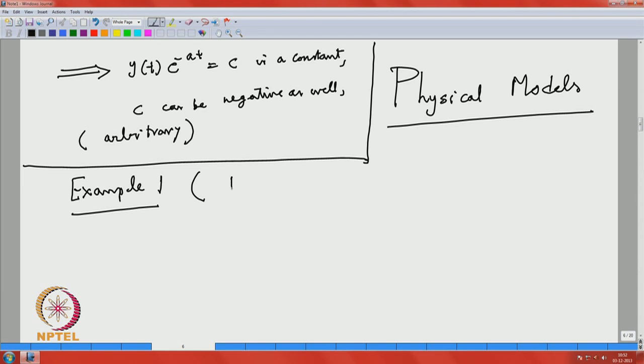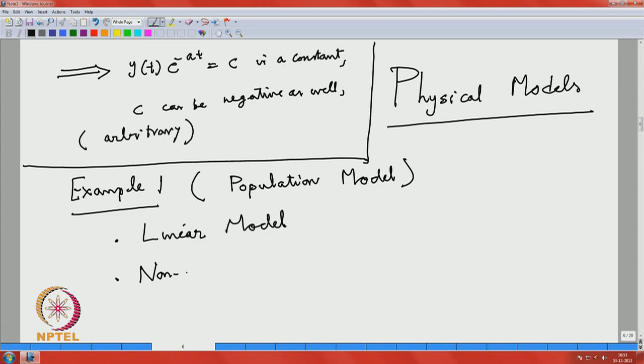You have the population model. This is what we are going to do, and it is easy for you to solve. Those who have studied any differential equation will be able to solve it immediately, but the purpose is not that. We want to see how we use the analysis to derive more knowledge about the trajectory of the population model. There are two things. One is the linear model. We will start with the linear model, and then we will see that the linear model is not always a good model. Then we will go to one of the famous non-linear models given by a biologist. We will come to that.